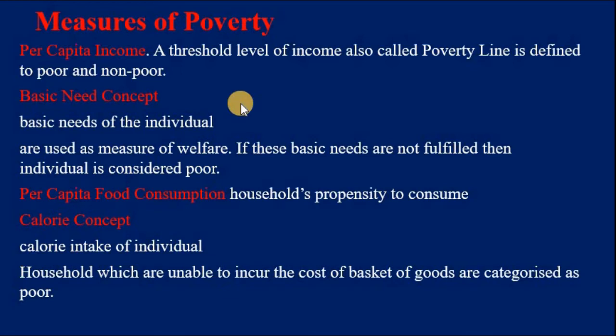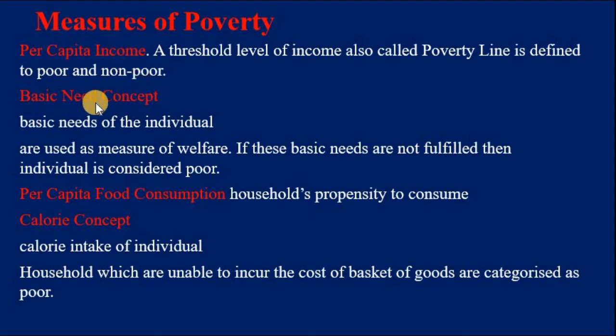10,000 is a huge amount. Let's take 100 rupees. So if we say the poverty line in terms of per capita income is about 100 rupees, then any household earning less than 100 is considered poor according to the per capita income approach.